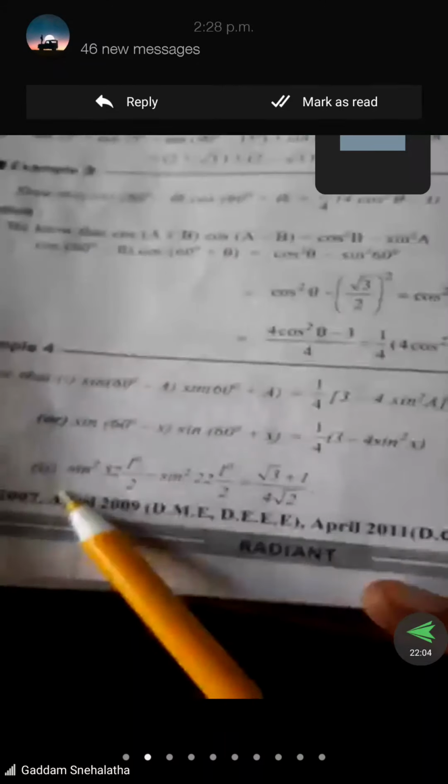So next we have a most important question. Sine square A minus sine square B is the formula for it. So sine square of 52 and a half degrees minus sine square of 22 and a half degrees. Now it is in the form of sine square A minus sine square B. We just discussed the formula: sine of A plus B into sine of A minus B, or sine of A minus B into sine of A plus B.